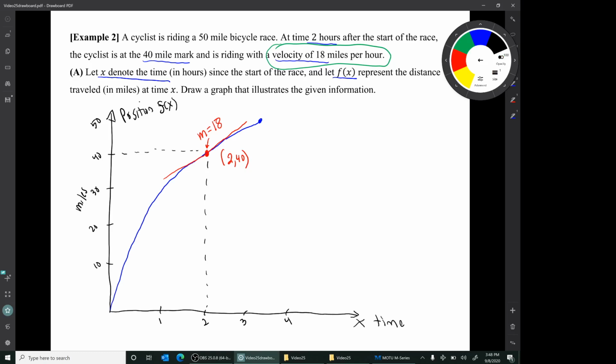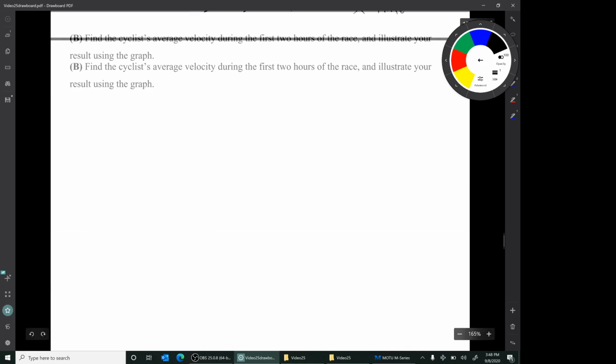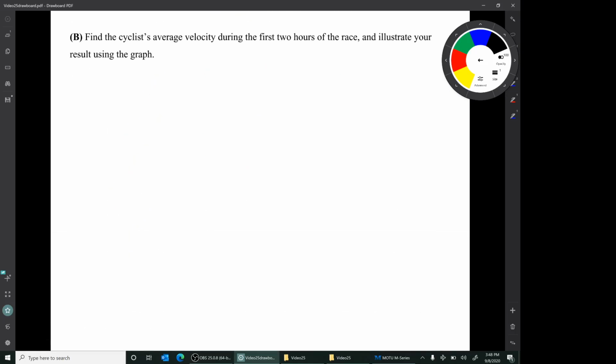So that's a graph that illustrates the given information. To make the graph, we had to understand the idea of the position function, and we had to understand the idea of velocity as being the slope of a line tangent to the graph of the position function. Question B, find the cyclist's average velocity during the first 2 hours of the race and illustrate your result using the graph. Well, let's go back up and look at our given information.